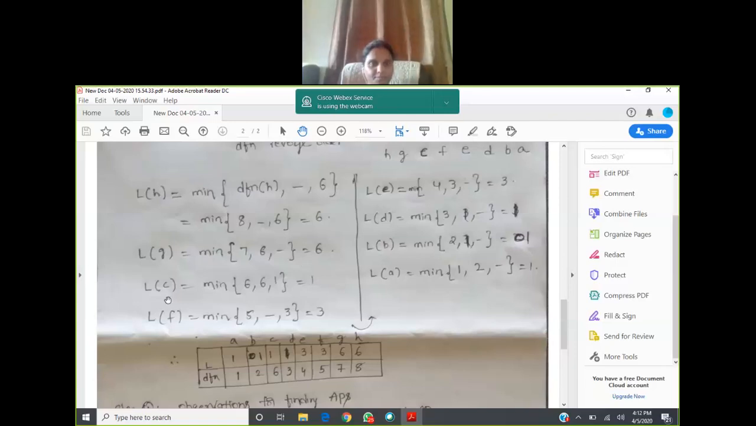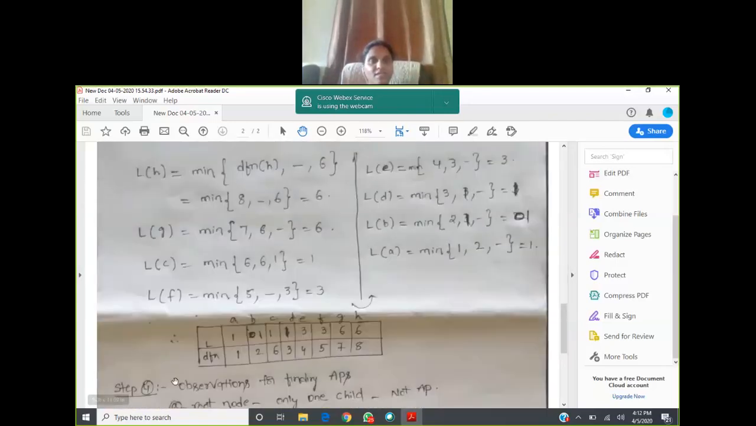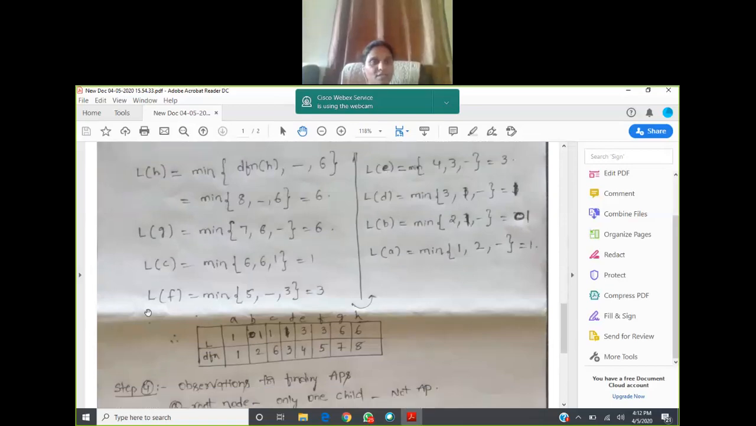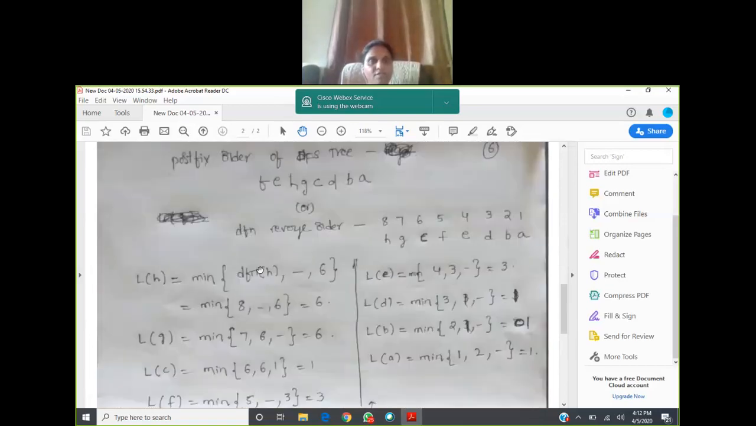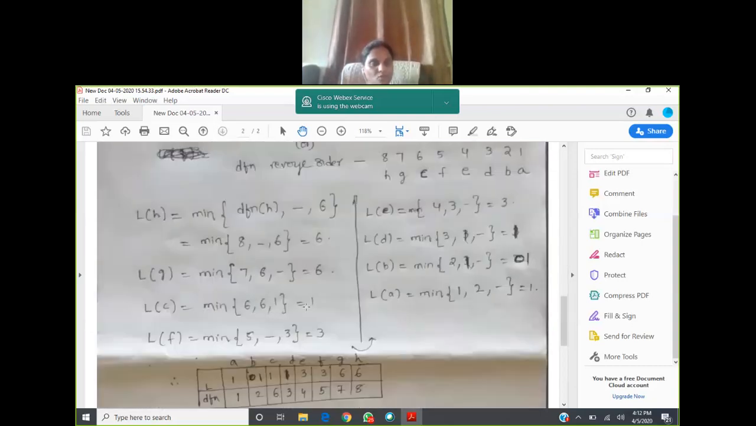Coming to the C, DFN of C is 6. For C, only one adjacent you are having, G. So L of G is 6, comma. From C you are having one back edge. So DFN of A is 1. So the minimum is 1.